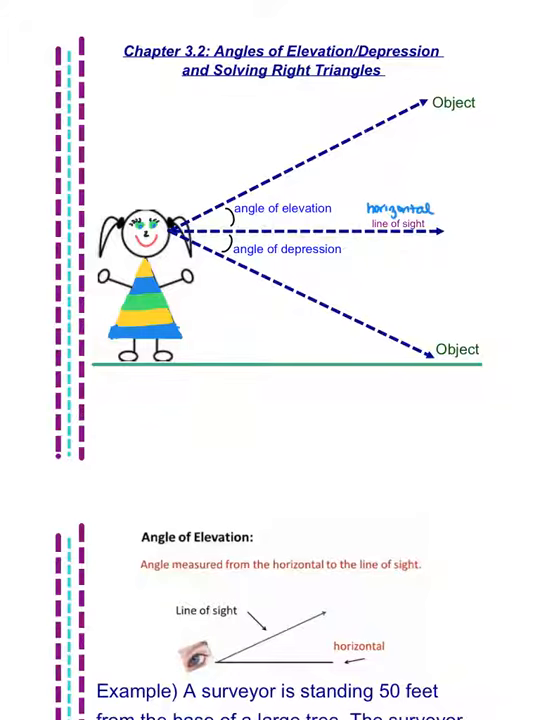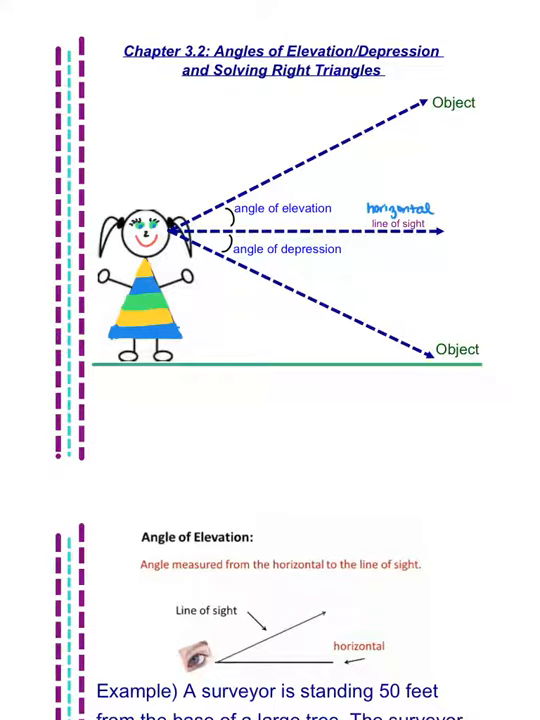Everyone. So today we're going to do lesson 3.2, which is a review of angles of elevation and depression and solving right triangles. So the first thing I want to talk about with angles of elevation and depression is about how they're formed. So you always start with this horizontal line of sight.